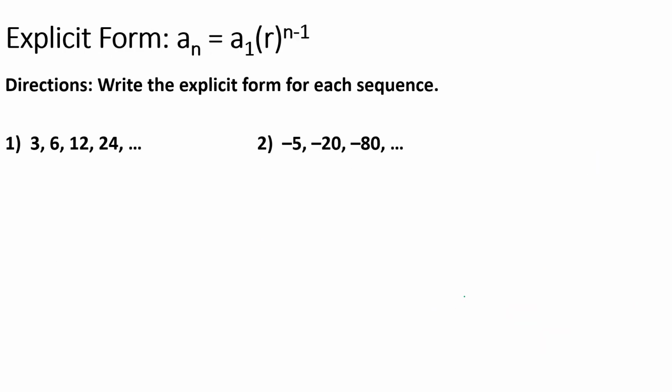The explicit form. Now, it's helpful for us to understand some of these terms. A sub n we talked about with arithmetic sequences, but A sub n is any given term. A sub 1, well, the 1 there indicates that it's our first term. The R, we've already talked about in the previous slides, is our common ratio. And the n comes from our A sub n value.